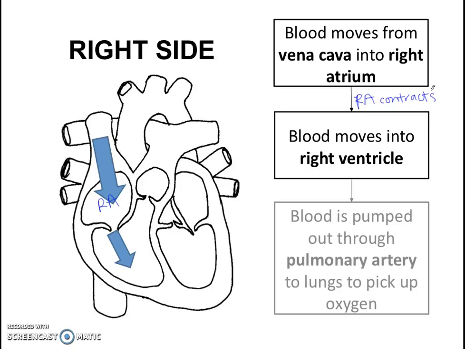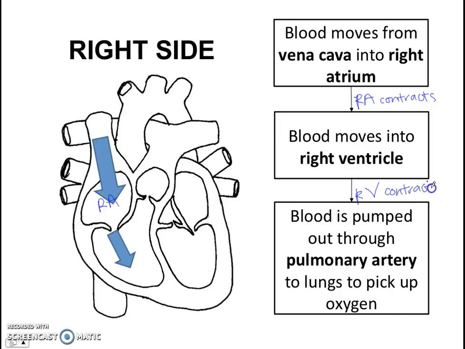Then the right ventricle will contract. So I'll write this as RV will contract. And when the right ventricle contracts, it will squeeze the blood out into the pulmonary arteries. And then the blood will move to the lungs to pick up oxygen.